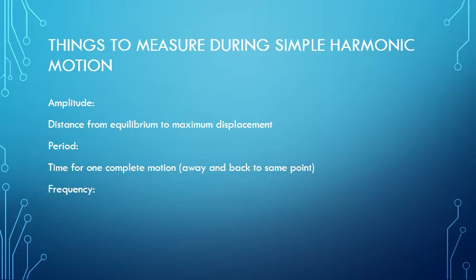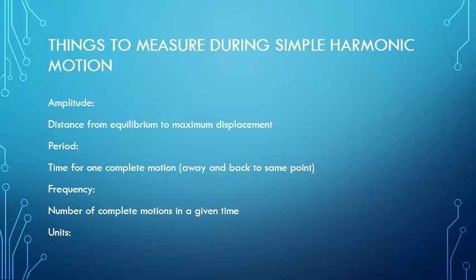Another thing we can measure is the frequency. The frequency is the number of complete motions in a given time. So if it moves 10 times per second or 20 times per minute, that's the frequency of the motion. Those are the three things we're going to talk about measuring during simple harmonic motion.